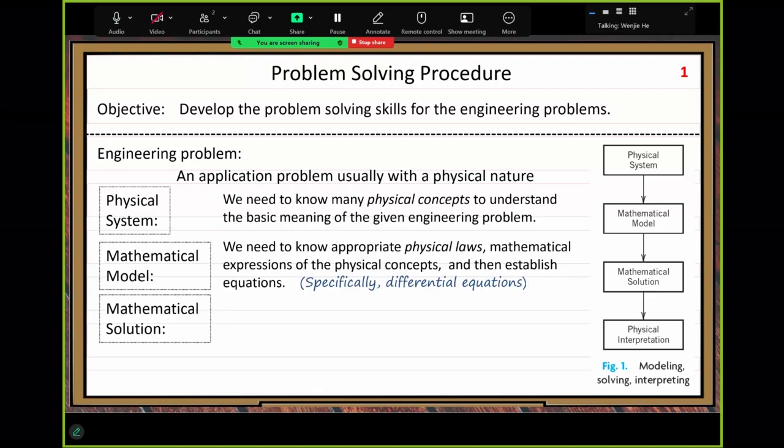Third block, the mathematical solution. You need to solve the ODEs, the model, and find a solution. Then you need to apply the techniques. In this class, we will learn many techniques. Some of the techniques you learned before in your ODE class, so we review them, but we will also learn some new techniques.